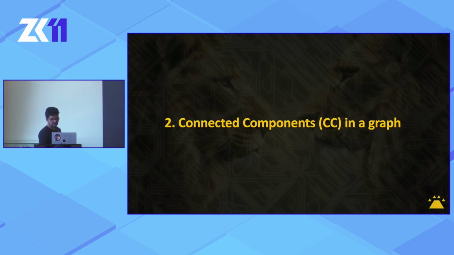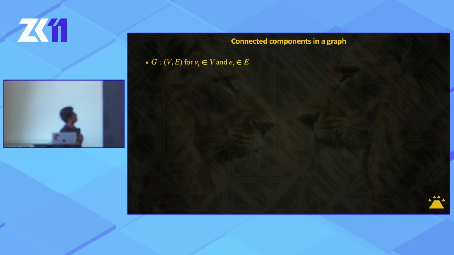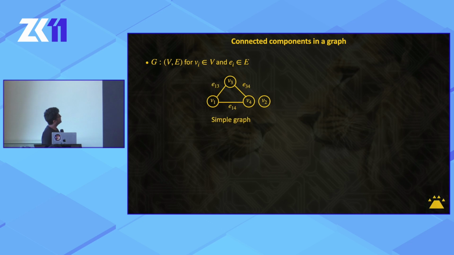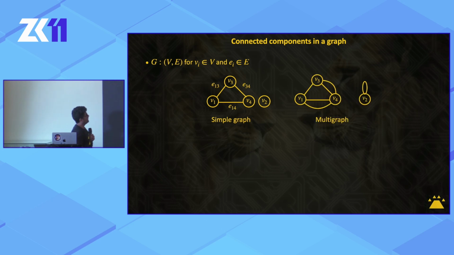Okay, so let's start with the connected components. So what are connected components in a graph? Let's represent a graph as a tuple. We have a vertex and an edge. And this is, for example, a simple graph. So you have a bunch of vertices and some edges. And this is a multigraph when there are loops between the same vertices.